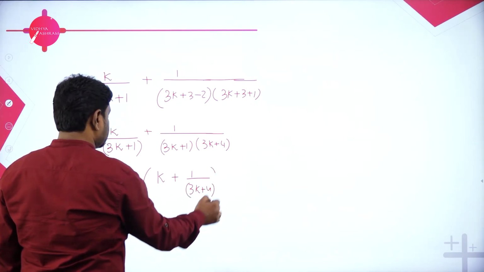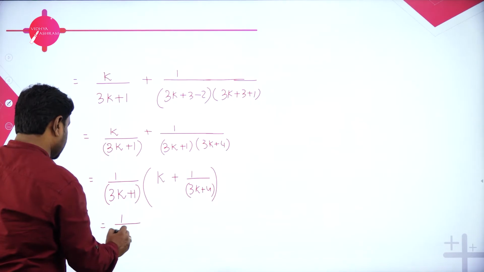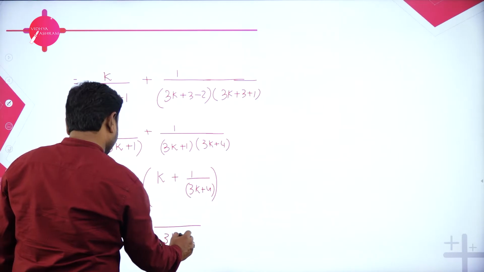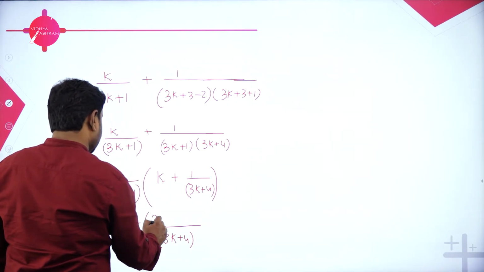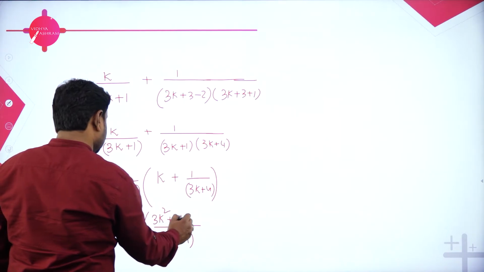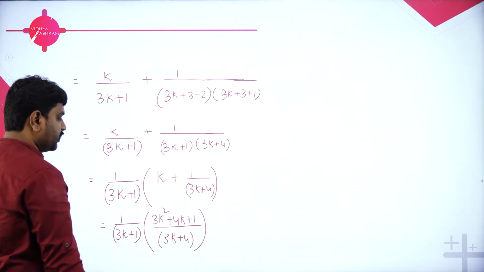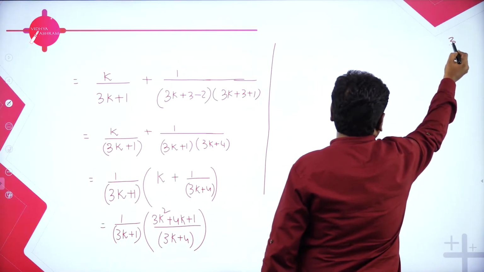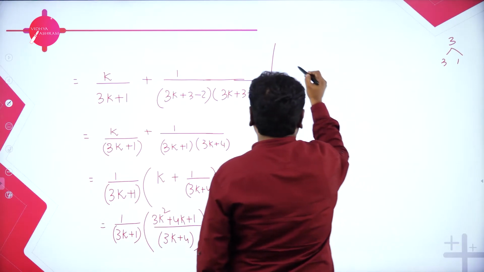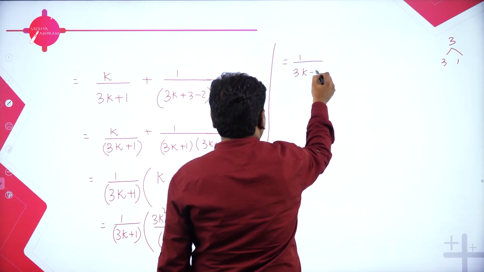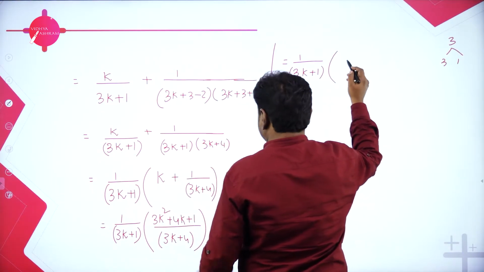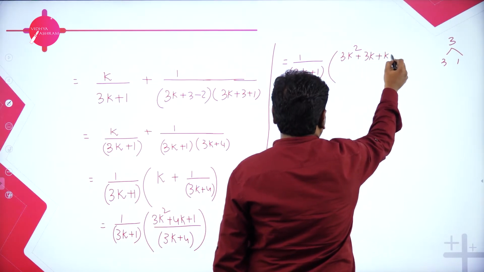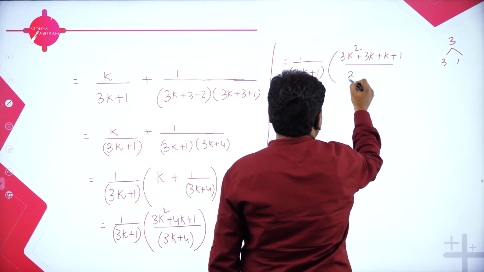Now take LCM further and simplify the internal term. Outside we have 3k plus 1. And here LCM if you take, it will be 3k plus 4. Further if you multiply 3k into k, 3k square plus 4k plus 1. Now it's a quadratic equation, factorize. Factors for 4. See 1 into 3, if you multiply 3, for 3 factors are 3 and 1. If you factorize, I'll get 1 divided by 3k plus 1 into k, 3k square plus 4k plus 1 can be written as 3k square plus 3k plus k plus 1 divided by 3k plus 4.